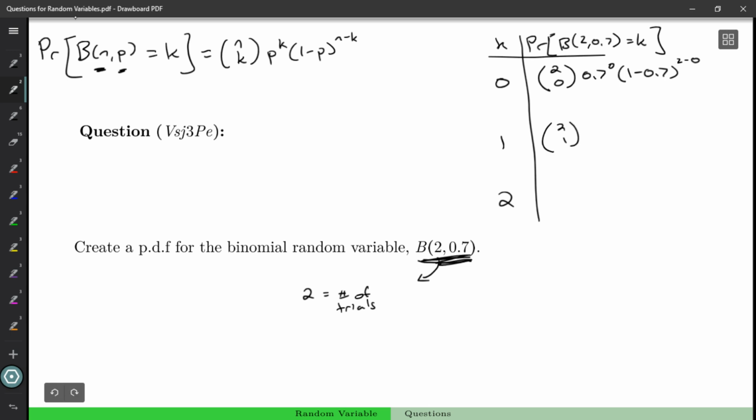Okay, and then 2 choose 1, 0.7 to the 1, (1 minus 0.7) to the 2 minus 1. 2 choose, now we want 2 successes, 0.7 to the 2, (1 minus 0.7) to the 2 minus 2. Okay. Now we could leave it like that, but we could clean things up. 1 minus 0.7 is 0.3.